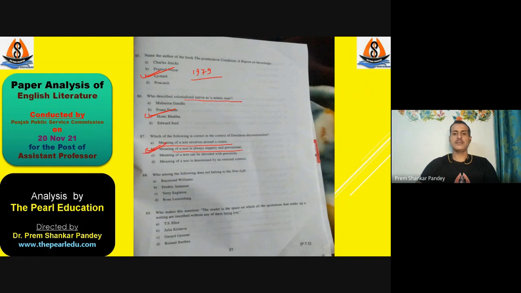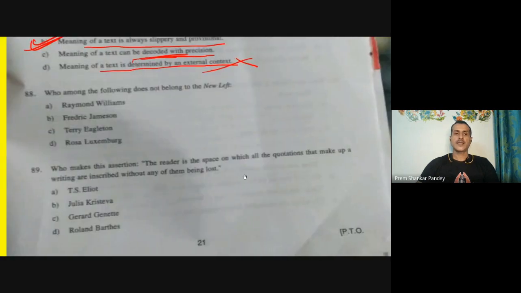Meaning of a text can be decoded with precision? It cannot be decoded completely. And meaning of a text is determined by external context is absolutely wrong. So B is the right answer. All those who have given B as the right answer, you are absolutely right. Question number 88. Who among the following does not belong to the New Left?